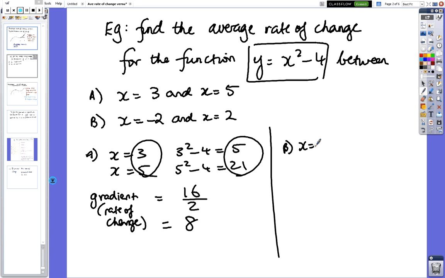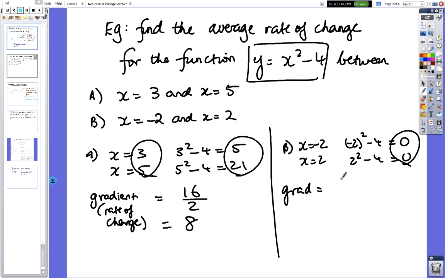But for b, let's have a look at what happens. When x equals minus 2 and x equals 2, we've got minus 2 squared minus 4, and that equals 0. And then we've got 2 squared minus 4 equals 0. So the gradient is going to be the change, which is 0, over the change, which is 4. So it looks like there's been no change, but in actual fact, it's averaged out things.